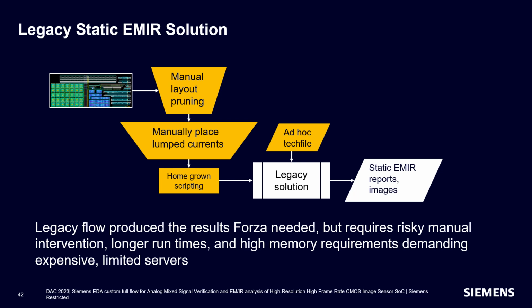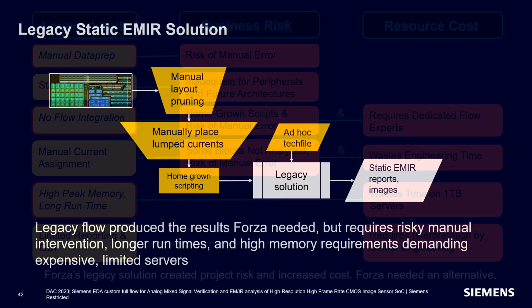Here is the setup flow for our legacy EMIR tool. First, we take a LVS clean layout and strip out any front-end devices such that only the routing layers and vias are present. Second, we manually put current sources and sinks labeled in the layout. Third, we use a home script and ad hoc text file to run the legacy tool on this manually post-process layout. And finally, the output from the tool is a thermal map with static IR drop information.